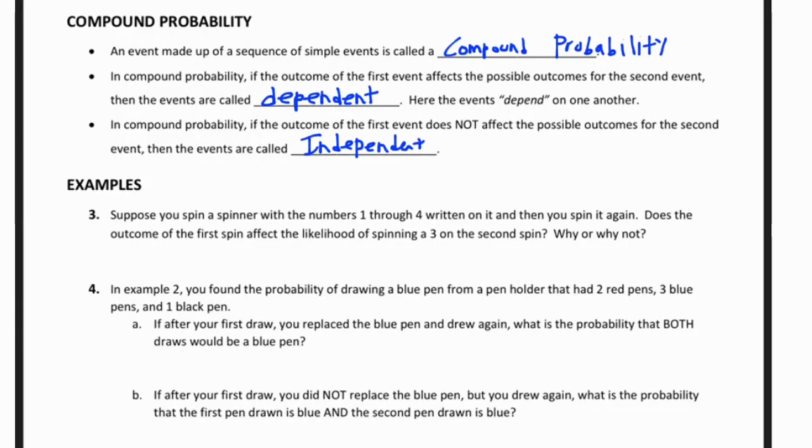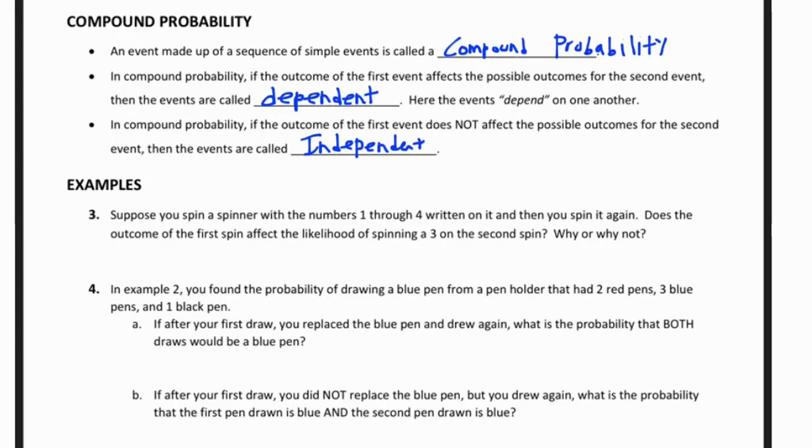So in compound probability, if the outcome of the first event does not affect the possible outcomes for the second event, then the events are called independent. It means they're separate from each other. They don't affect each other. So for instance, if I was to roll just a regular die, anytime I roll that die, the previous one is never going to affect the next one because nothing happens to the die. Nothing's taken out or nothing's changed. So that means it's independent from each other every time I roll that.